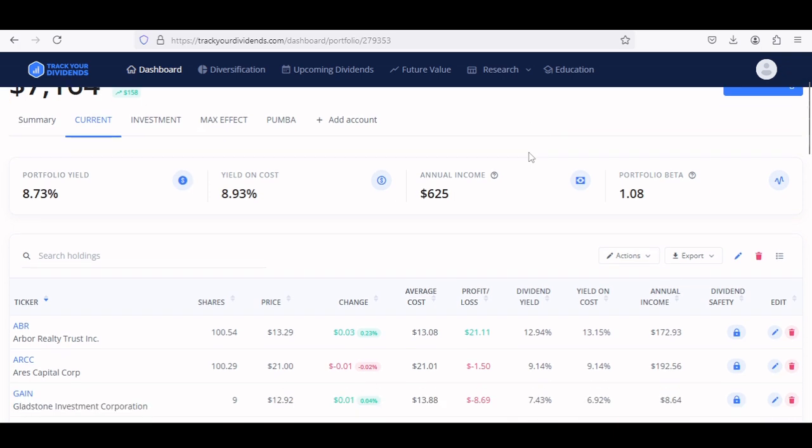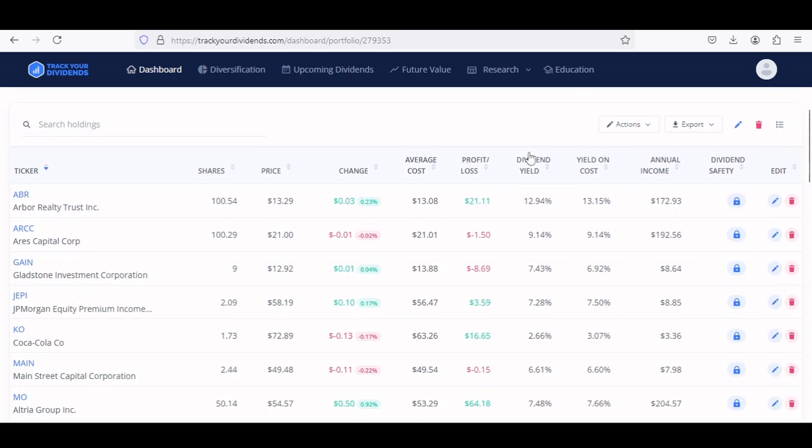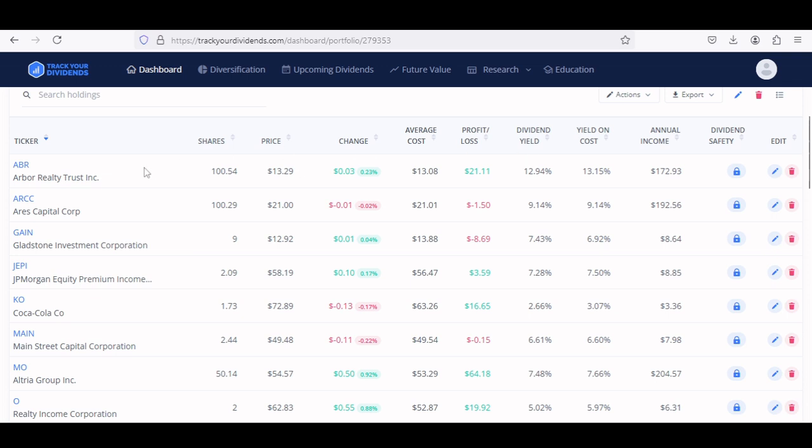So let's go ahead and we're going to go through the stocks I have in my portfolio, and these stocks do not change. So as you can see here, I have ABR, Arbor Realty Trust, ARC, I have Gain, JP. In total, this dividend portfolio contains only 11 stocks. Now, as you can see, a few of them do have 100 shares and the other ones are growing, and I'm going to explain that to you later on in this video.